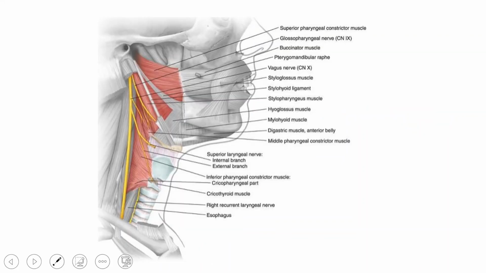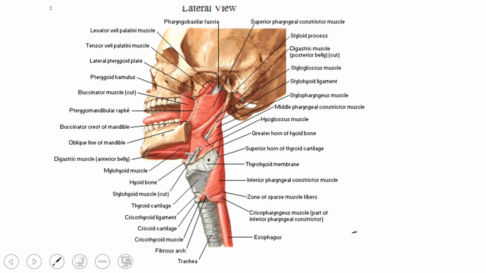This is the atlas view where we can make out the three constrictors of the pharynx and also the longitudinal muscle, the stylopharyngeus. We can make out the glossopharyngeal nerve running along the course of the stylopharyngeus muscle, and also the nerves in relation to the constrictor muscle. Again, in this atlas picture the lateral view shows the stylopharyngeus muscle, the constrictor muscles, and the superior constrictor as well.